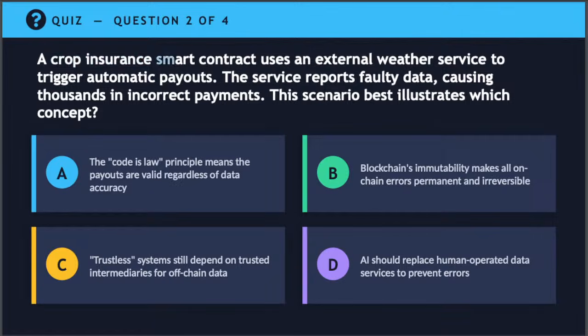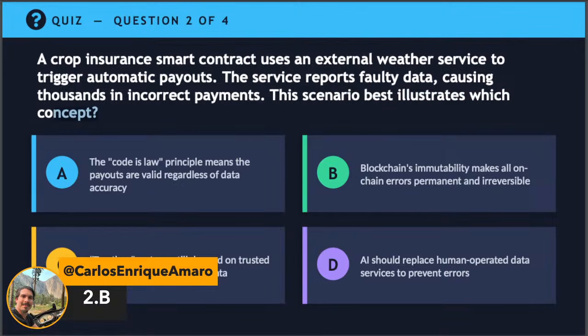Crop insurance. We talked about insurance contracts. So there's an external oracle here, a weather service, that sends triggering events. It triggers automatic payouts, but it reported faulty data. So there's a hailstorm, there wasn't, and it caused thousands in incorrect payments. Do they have to return the payments? Probably not. But which concept does this scenario best illustrate? Carlos Enriquemero says 2B. All right, we got one for 2B, that the blockchain's immutability.